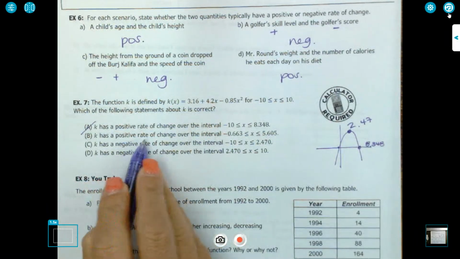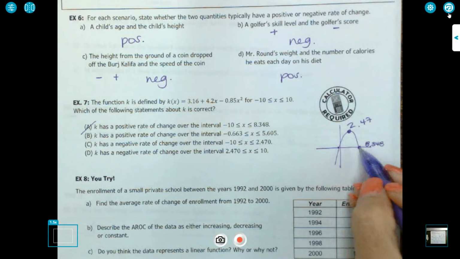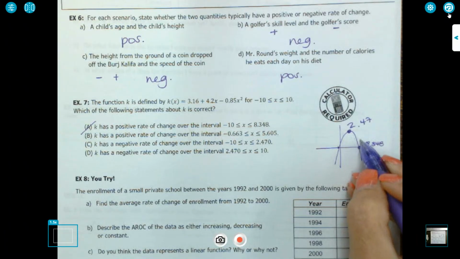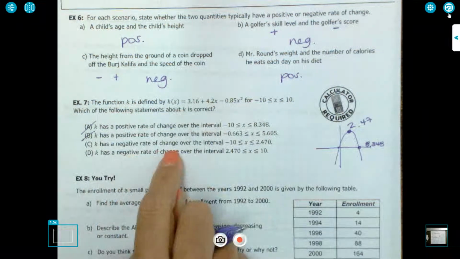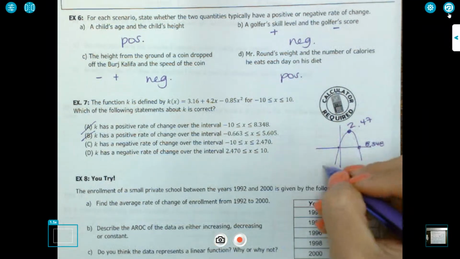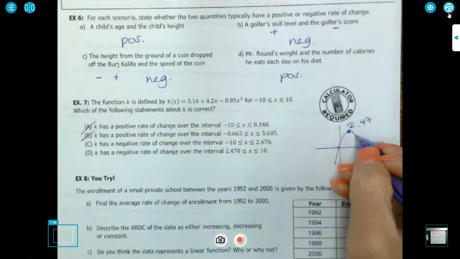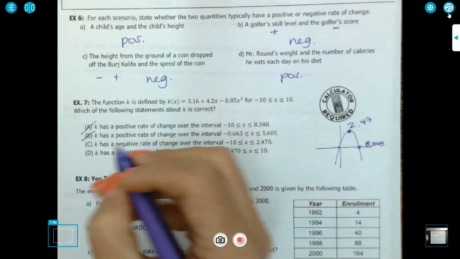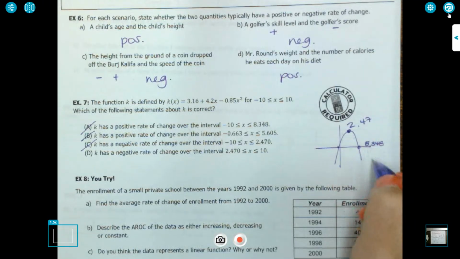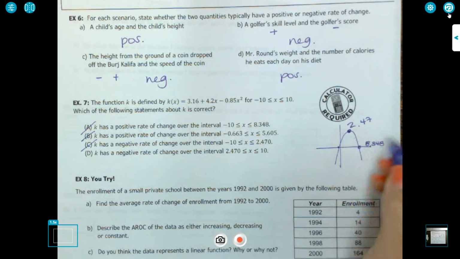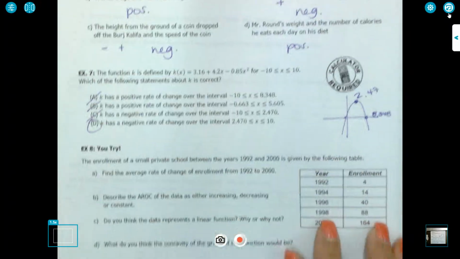Same thing here. Positive from negative 0.633 all the way to 5 something, which will be over here. There's parts of each, so that is also incorrect. Negative from negative 10 to 2.4: negative 10 to 2.4 would be down here to 2, so that is all positive. And then negative from 2.4 to 10: 2.4 is where it would start here and it would go down. So that is in fact a negative rate of change, making it D.